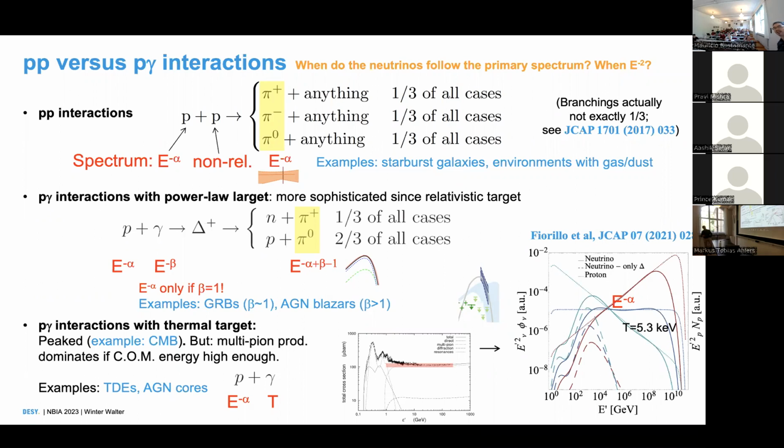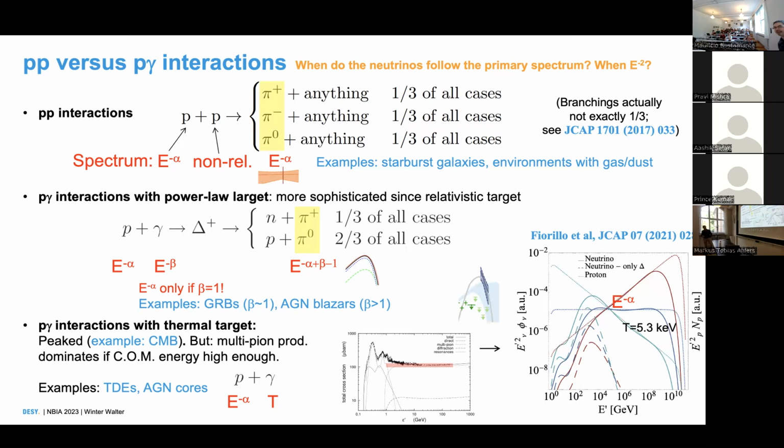So here we had a non-thermal power law spectrum of the target photons. But you could also have situations where you have a thermal target photon spectrum, like a black body or a gray body spectrum of photons. For instance, in the cosmic microwave background, you find such a spectrum. But not only there, also if you have a spectrum produced by an accretion disk or something like this, which shines.